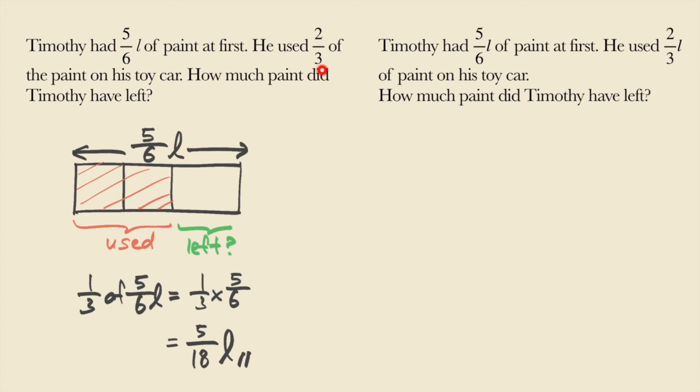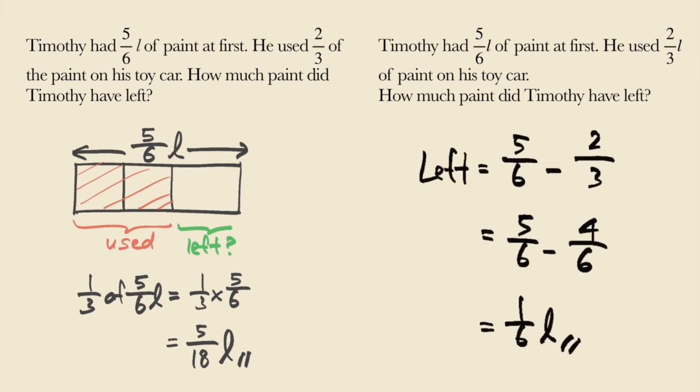This is a fraction as in units. This fraction here represents actual liters. This question is much easier. Look, it is simply how much paint did he have left? He had 5/6 actual liters. He used 2/3 actual liters. It's a simple subtraction. So be careful. The moment units are included, it's a totally different story versus without units.